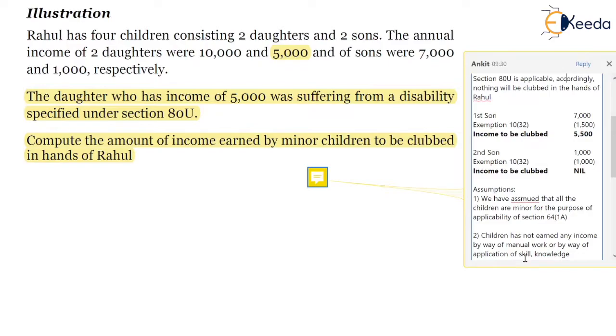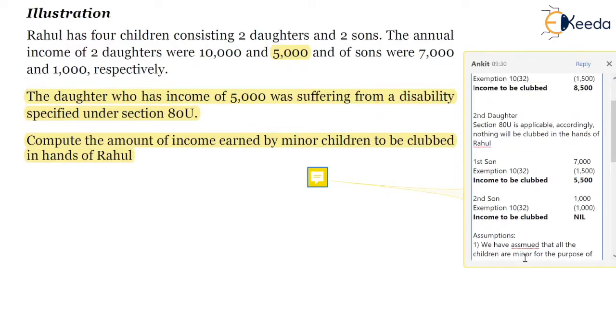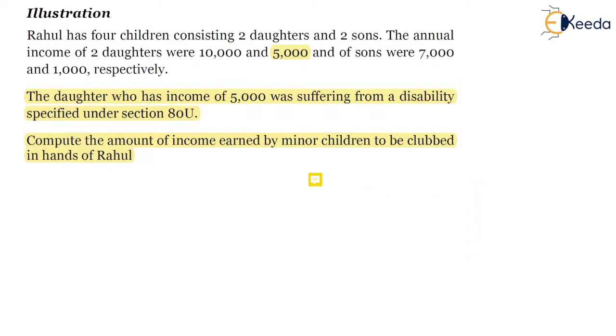These assumptions had to be put, and based on this set of assumptions, the income to be clubbed in the hands of Rahul is 8,500 plus 5,500, meaning the total income which will be clubbed in the hands of Rahul as per Section 64(1)(a) is 8,500 plus 5,500, which is 14,000. Correct, friends? So, friends, this concludes the illustration.